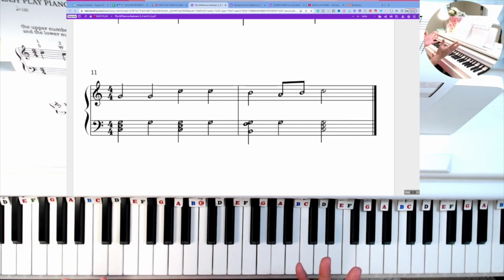And don't panic if you see the two different time signatures. Now you have a good idea what the difference is between the 2/4 and the 4/4 time signatures.